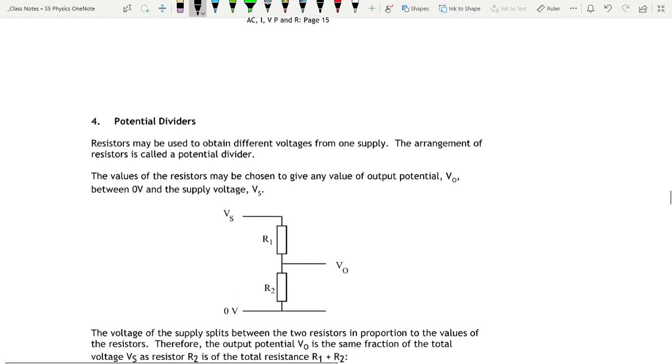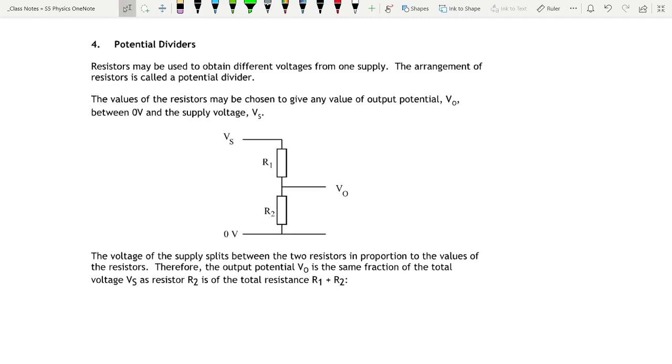Another use that you have seen before as well is potential dividers. If you're a bit rusty on this, you can go back and watch the videos that I've made for my S4s. Potential dividers are two resistors in series with each other. We know that the voltage is shared between resistors, so the bigger the resistor, the more of the share of the voltage it will get. So resistors may be used to obtain different voltages from one supply. The arrangement of resistors is called a potential divider.